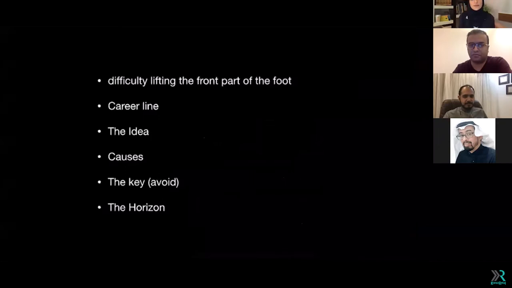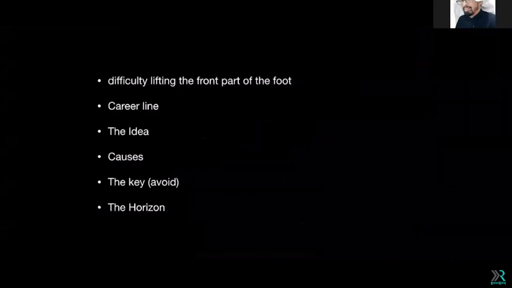Foot drop, I think, is one of the challenging problems or complications that we are facing in our field. Basically, this is difficulty in lifting the front part of the foot. And one of us has definitely faced this issue, maybe in his residency, or in fellowship, or even in his career.